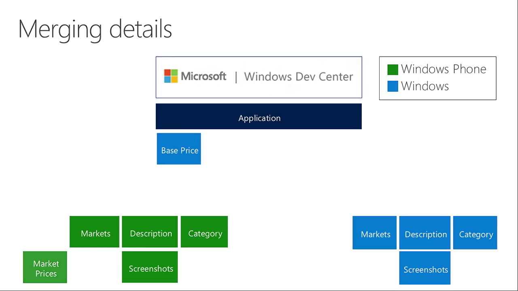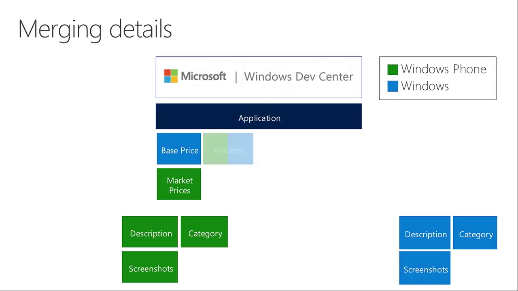But you see, the phone had specific features of market pricing, which the desktop didn't. So we brought the market price from phone across. And then what we did with the markets is we basically merged them. So if you were available in certain countries on the phone and certain countries on desktop, we'd end up bringing them all together so you'd be available in all those markets.